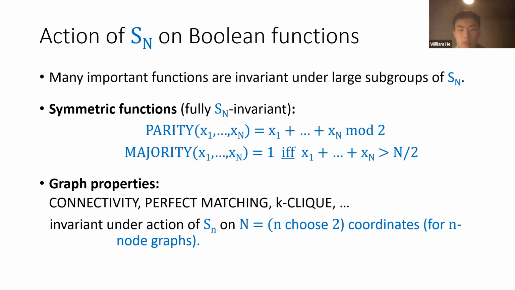Certain graph properties are also invariant under the action of permuting vertices. So in the context of Boolean functions, we'll regard graph properties as functions from 0, 1 to the n choose 2 to 0, 1. And the action will be induced by permuting vertices. So functions such as connectivity, perfect matching, and clique are invariant under permutations of vertices, and thus invariant under this action.